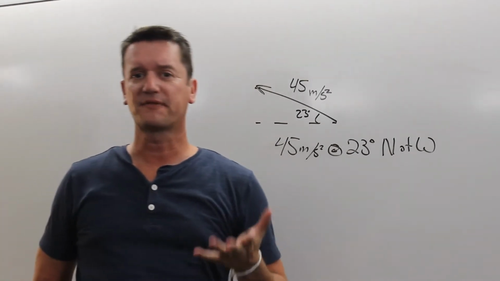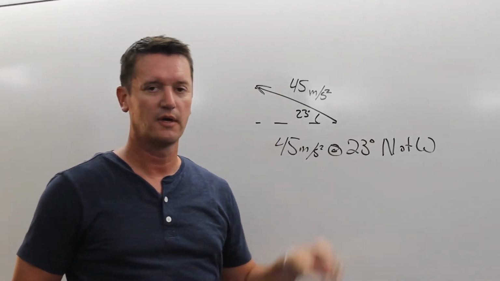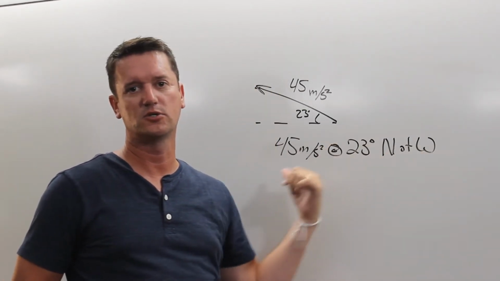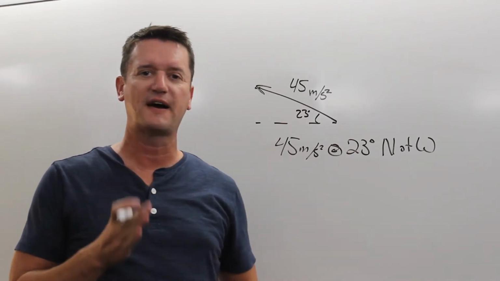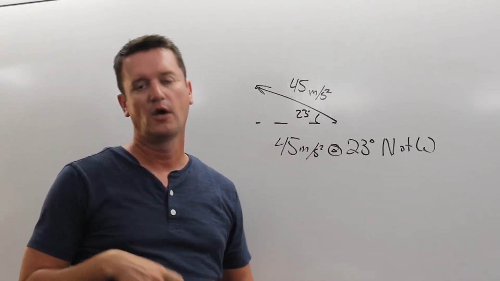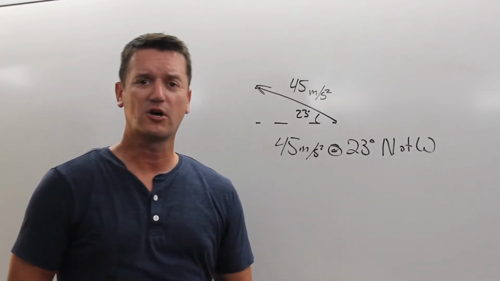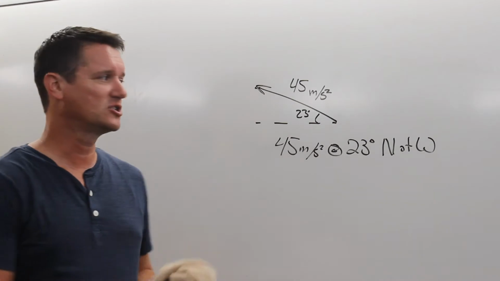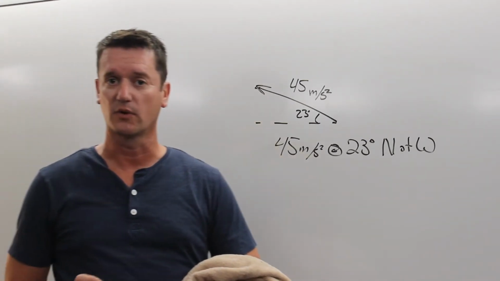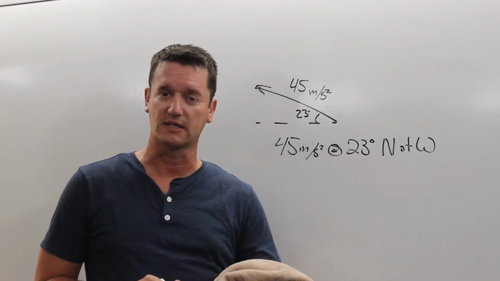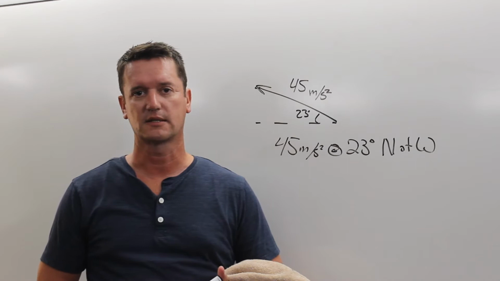Now, a couple of caveats for this. If you're going straight north, we call it due north. Straight south is due south, due east, due west. Also, if you're going 45 degrees east of north, or 45 degrees north of east, it's actually the same thing. We could just call that northeast. So if you ever see northeast, it really means 45 degrees east of north, or 45 degrees north of east, or southwest, southeast, those kinds of things.